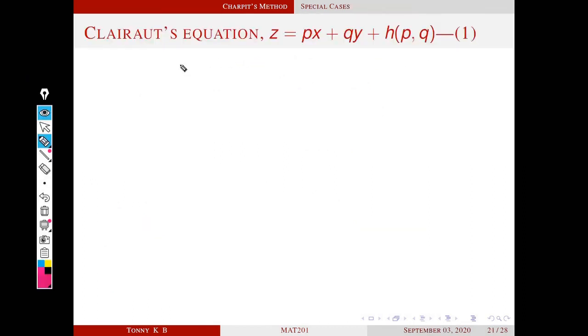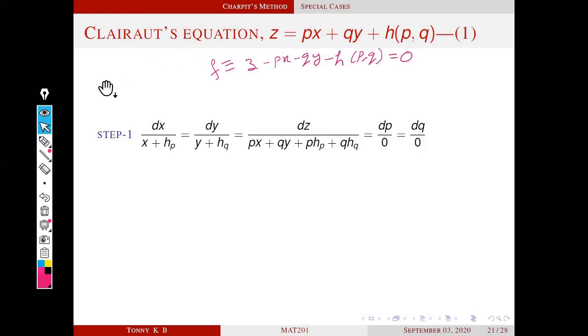The next special case is Clairaut's form. That is, a PDE of the form z is equal to px plus qy plus h of pq, some function of pq. This is not in standard form, so in standard form this PDE becomes f equal to z minus px minus qy minus h of pq. Then you can easily write the Charpit's equations by taking the derivatives of f. Then these are the Charpit's equations.